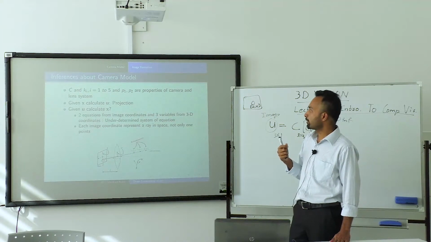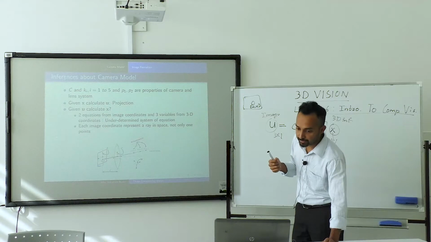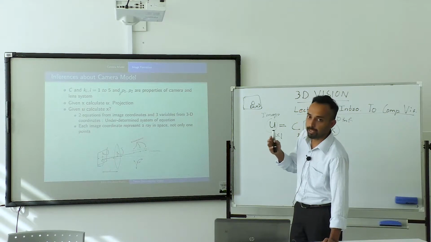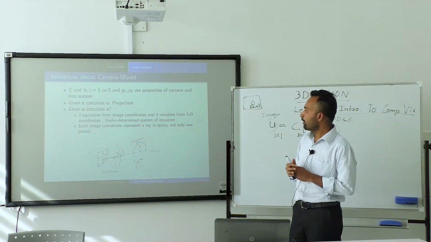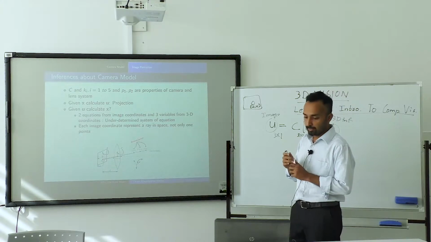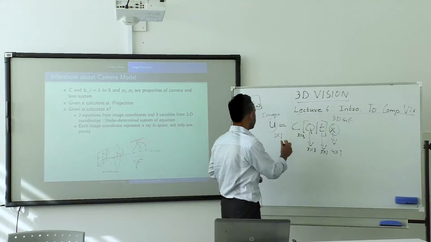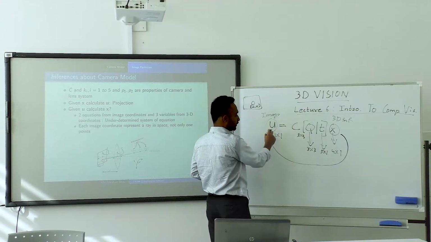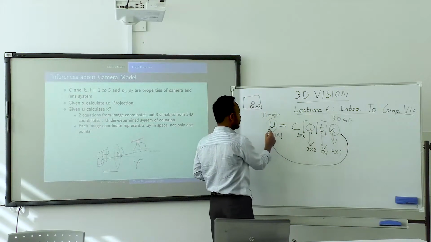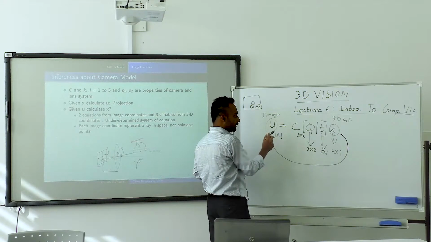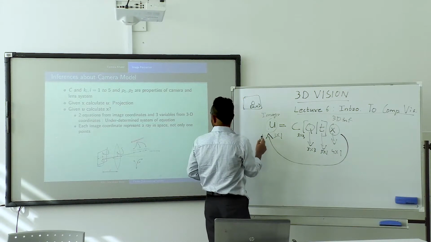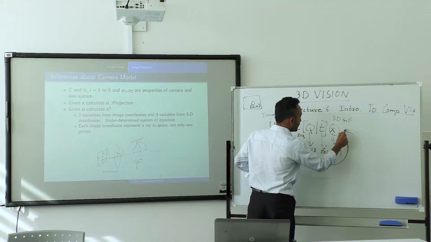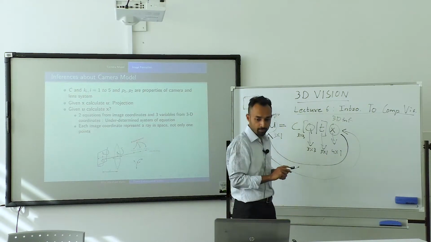But what can you infer from the camera model? The matrix C, the parameters Ki and P1, P2 are properties of the camera as well as the lens system. But if you see the equation which I have written here, it is possible to go from the 3D coordinates to the 2D image coordinates, but it is not possible to go back from the 2D coordinates to 3D coordinates. What is the problem with it?